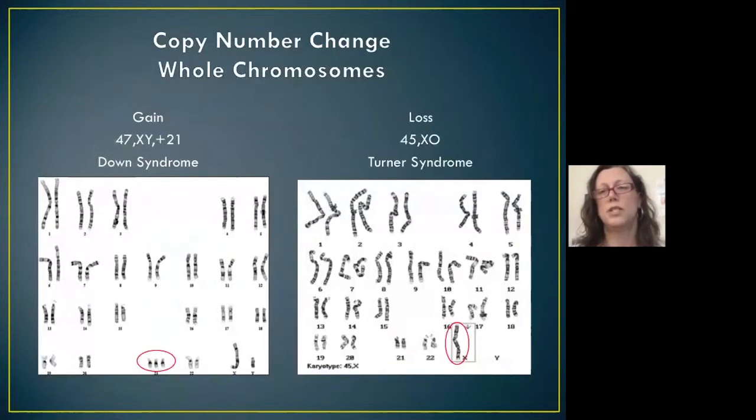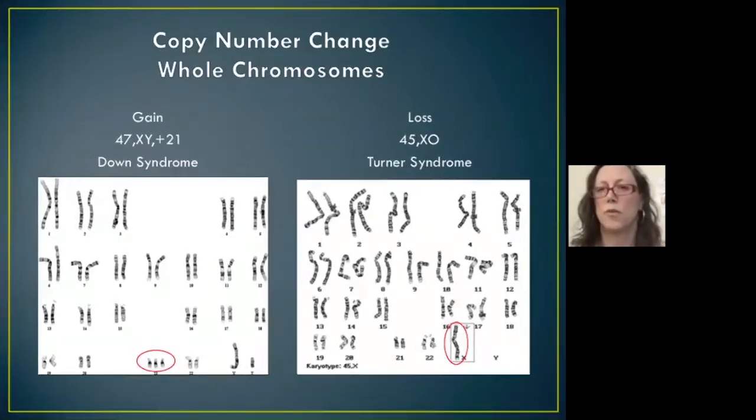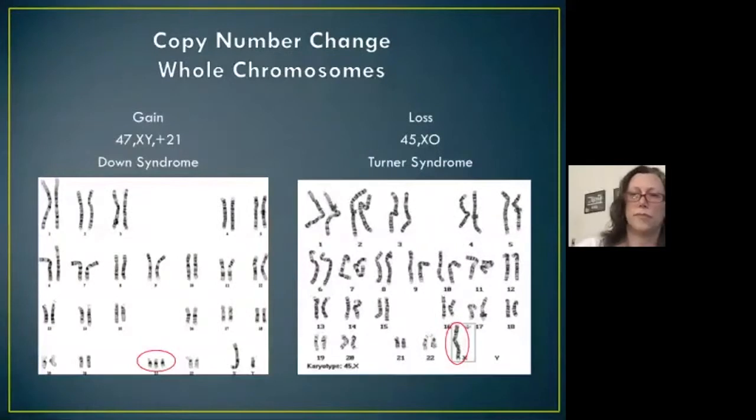Here we see 2 examples of whole chromosome change. On the left is trisomy of chromosome 21, which is also known as Down syndrome. On the right, we have a copy number loss of the 6th chromosome, and that leaves us with 1 copy of the X chromosome. This one is commonly known as Turner syndrome. First, we'll talk about Down syndrome.